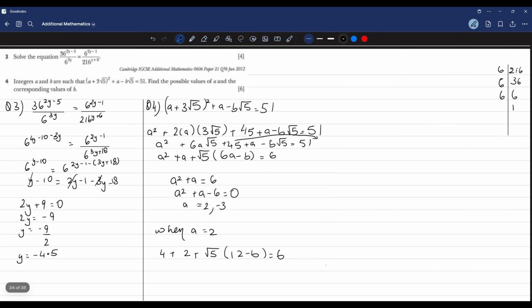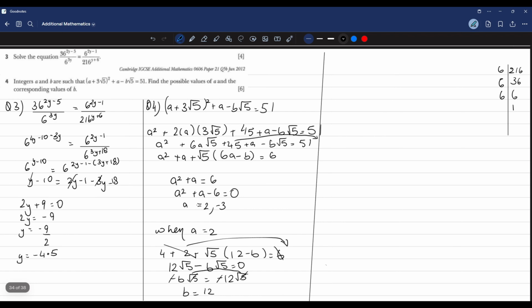So 4 plus 2 is 6. So this and this cancel down, because when the 4 plus 2 goes to the other side, it subtracts from 6 and becomes 0. So 12 under root 5 minus b under root 5 equals 0. Simplify this, we get negative b under root 5 equals negative 12 under root 5. Now we cancel the under root 5 down, because it is common on both sides, and when it goes to the other side, it divides and cuts off. So b equals 12.